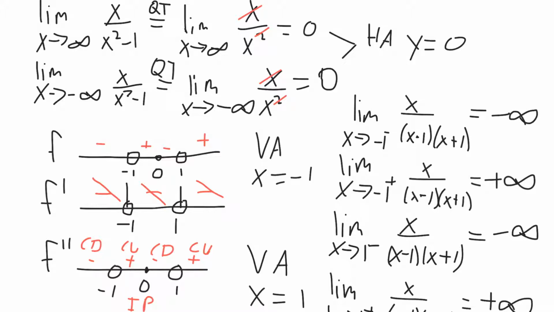You might wonder about the other points. Are these potentially inflection points? And they might be, but since the original function isn't defined at 1, you can't have an inflection point because you don't even have a point.